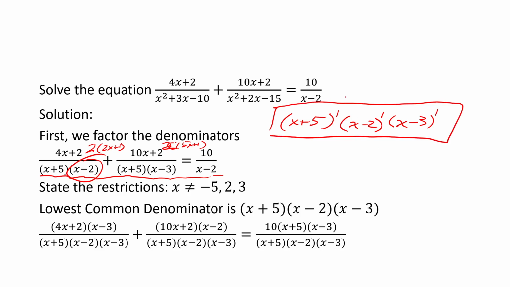It is possible in some questions to have a different exponent other than 1 on one of those linear factors. It doesn't happen in this case. So anyways, here's our lowest common denominator, and we can state the restrictions off of that.